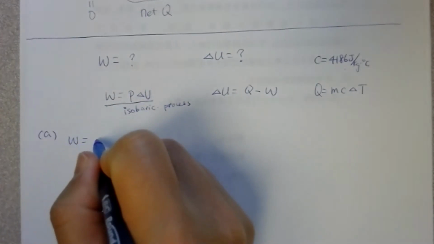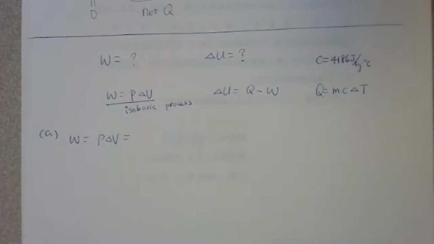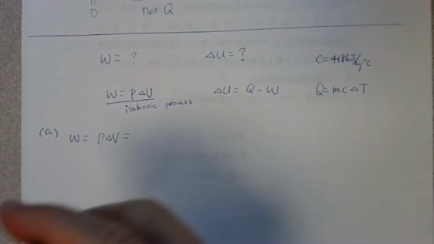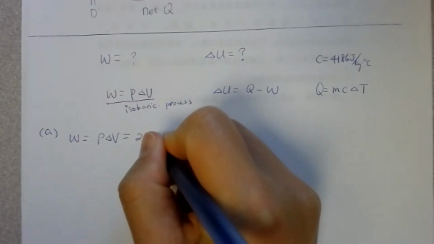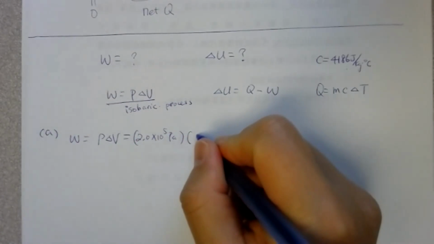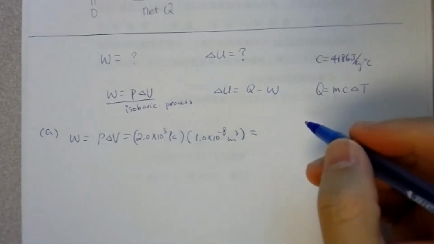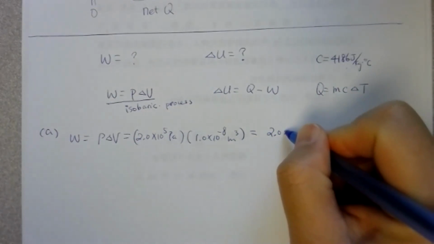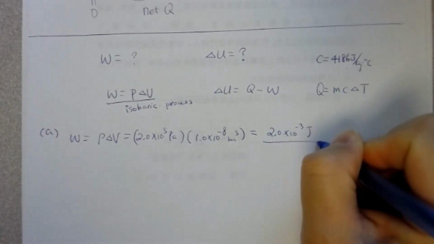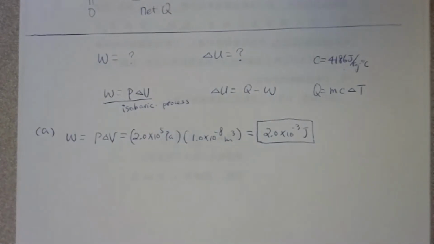So work is equal to P times delta V. In this case, it tells you that P stays constant at 2.0 times 10 to the fifth Pascal, and then the volume expanded by 1.0 times 10 to the minus 8 meters cubed. They are both in SI units, okay? So then the work done by the water to the surroundings should be 2.0 times 10 to the minus 3 joules, okay? It's a very small amount because the expansion is very, very small.